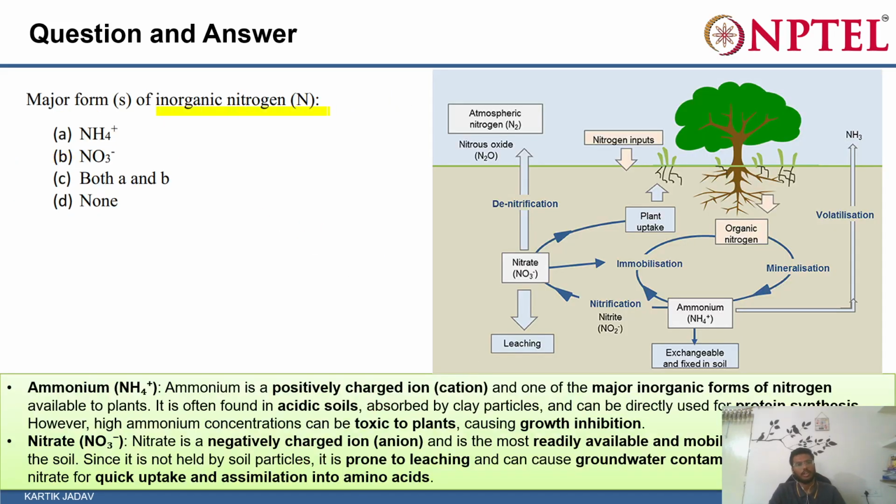Major forms of inorganic nitrogen. So inorganic nitrogen major forms are generally ammonia, ammonium and nitrate. So you know the nitrogen cycle that we have discussed in detail in the macronutrient lecture. And the major inorganic forms are ammonium and nitrate. Correct answer is option C.